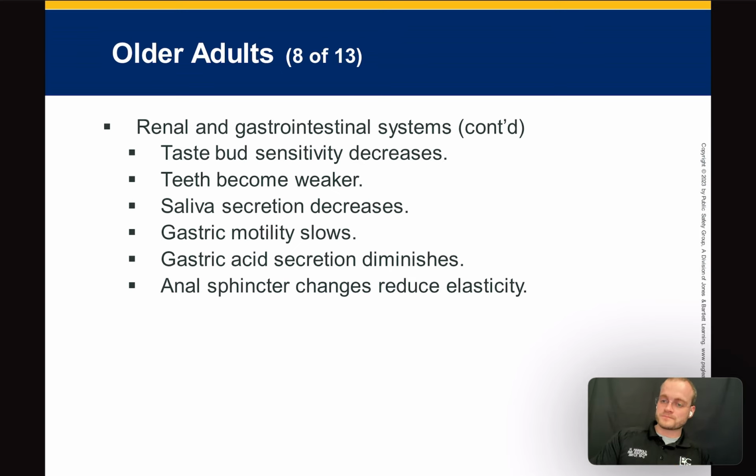So the anal sphincter changes with reduced elasticity. So remember, what's a sphincter, right? It's a muscle that is in a round formation to where when it is stimulated, it'll open, and when not, it'll close. So we have them in our esophagus, our stomach, our intestines, and of course, the anal sphincter, the anus, okay?